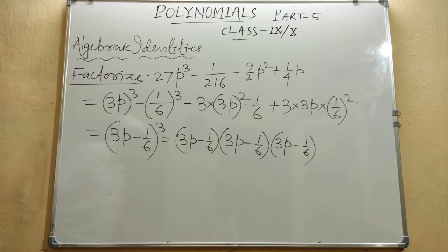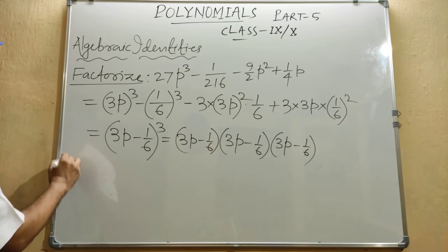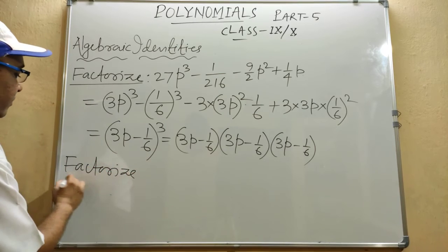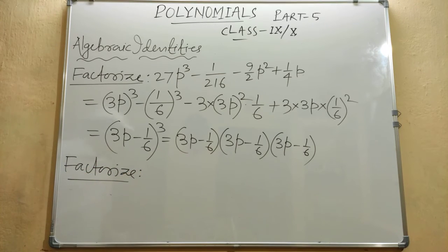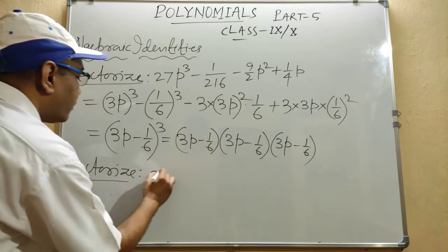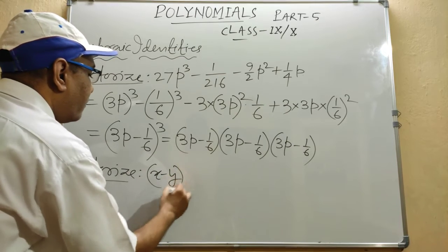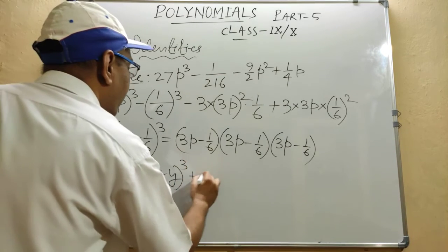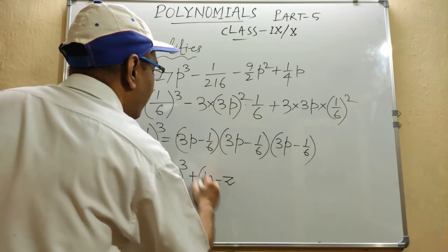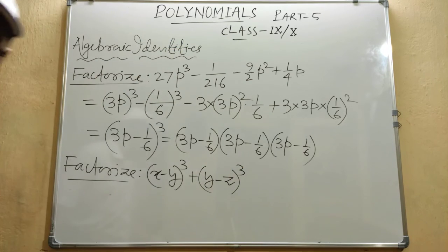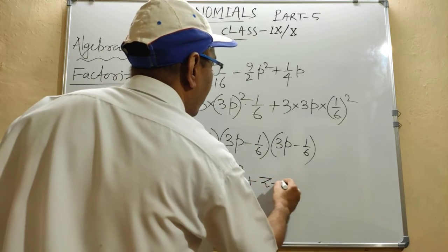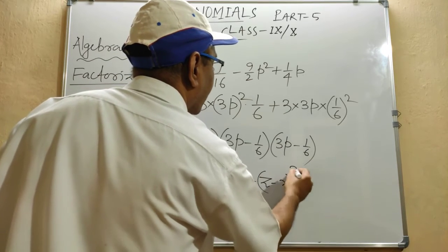यहाँ लिखते हैं क्वेश्चन को. Factorize. देखिएगा. x माइनस वाई होल क्यूब, y माइनस जेड होल क्यूब, प्लस z माइनस एक्स होल क्यूब. इसको फैक्टराइज करना है.